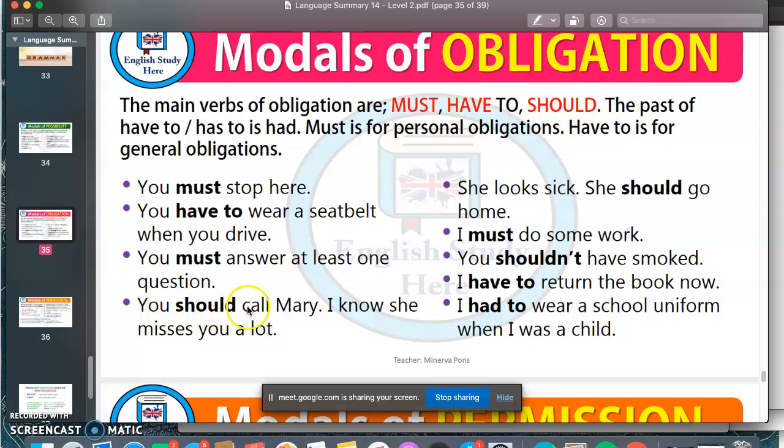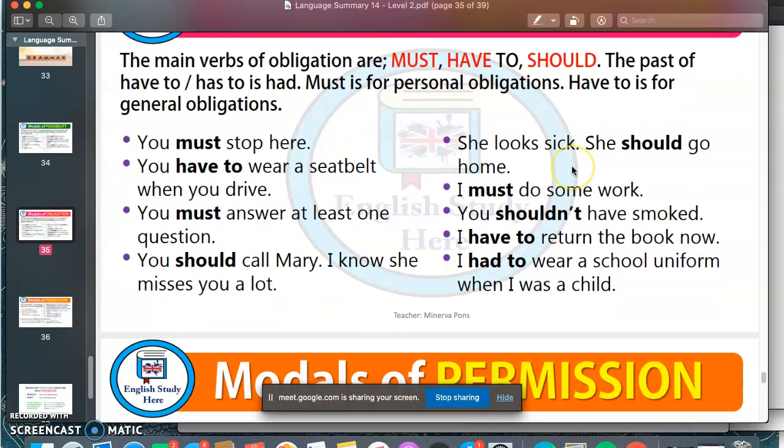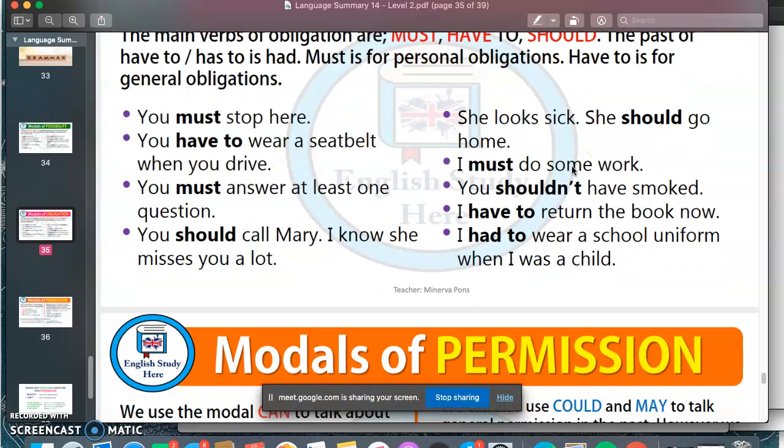So if I tell you, you should call Mary, I know she misses you a lot, this is a suggestion, but this is something that I do think you are obligated to do. If we are going to use the past of should, we can say you shouldn't have smoked. That's something in the past. For example, if you smoked in the past and you tell me that you had a cigarette, I can tell you you shouldn't have smoked, maybe because that's bad for your health, or maybe because you can't smoke here.